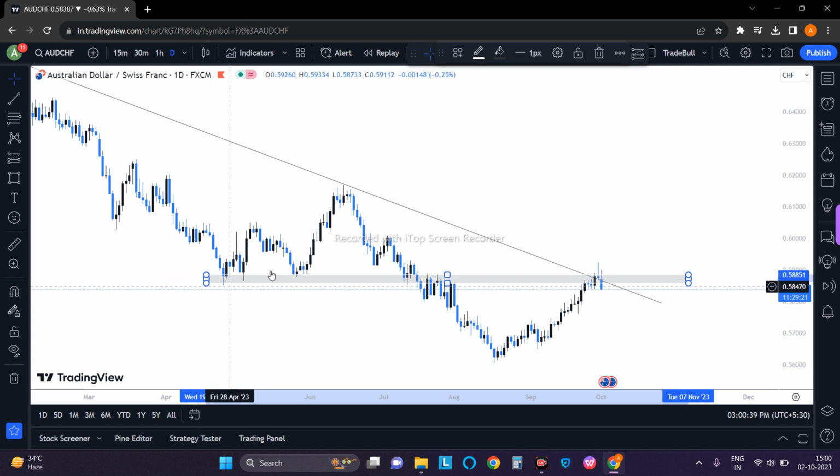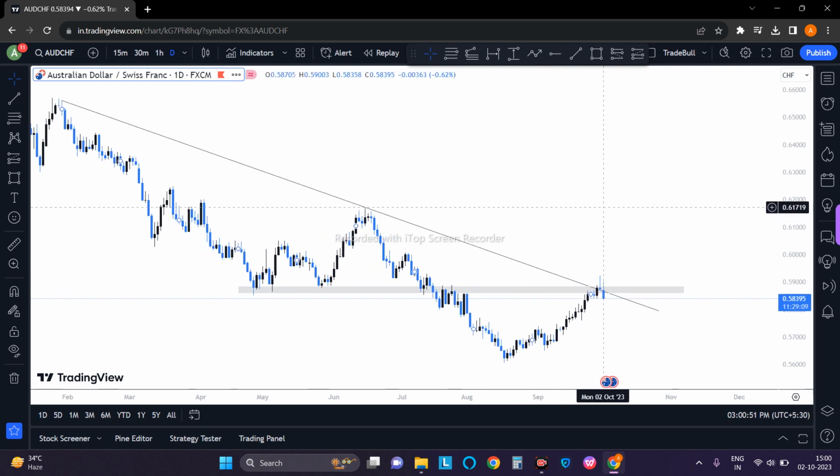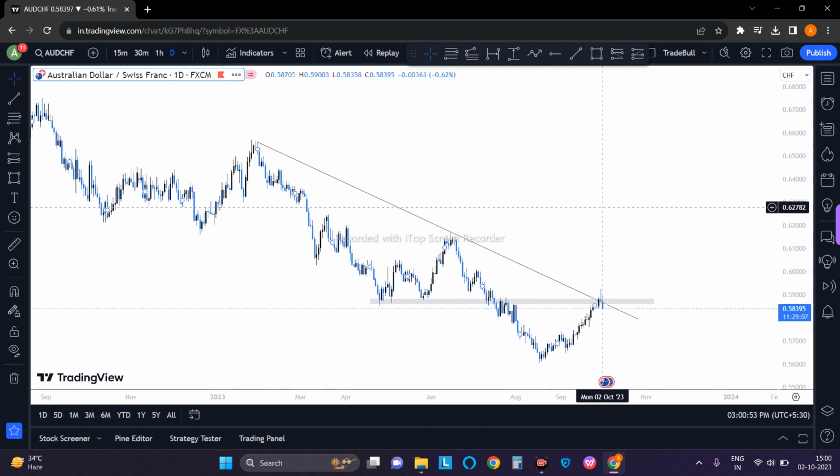So you can see it is a very strong support slash resistance. It took a support once, took a support twice, broke it, right? There was a lot of attempt to break it to the upside, couldn't, went down, and now you have two confluences.